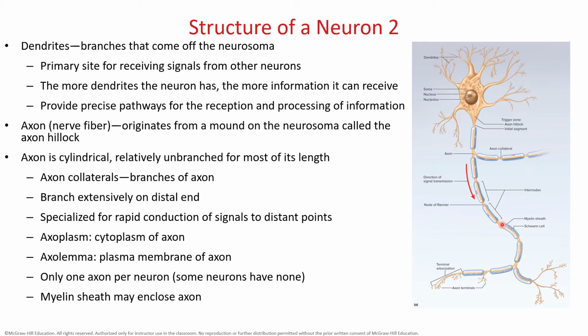Only one axon per neuron. So you only have one axon per neuron. Some neurons have none. So myelin sheath may enclose the axon. So these little bubbles here, these are the myelin sheath right there.